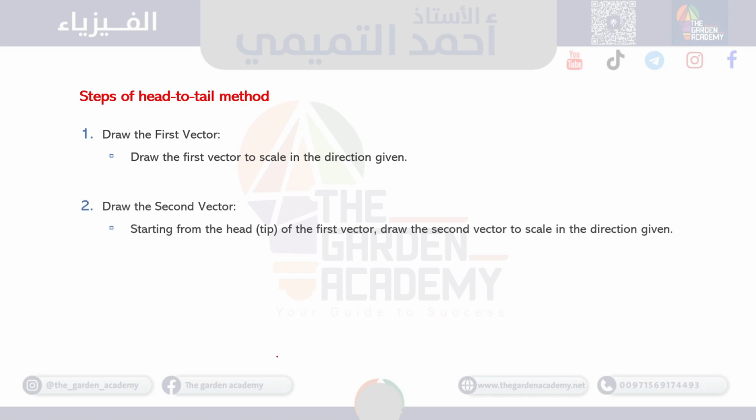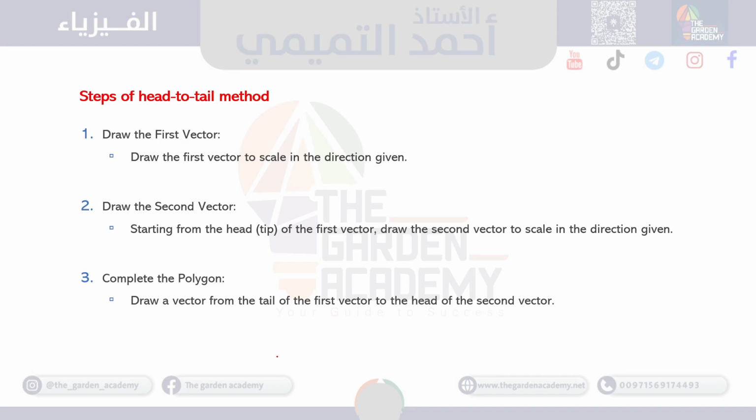Then we draw the second vector. How do we do that? We start from the head or the tip of the first vector. Then we draw the second vector to scale in the direction given in the main question. We will see that in a moment. Then third, we complete the polygon.